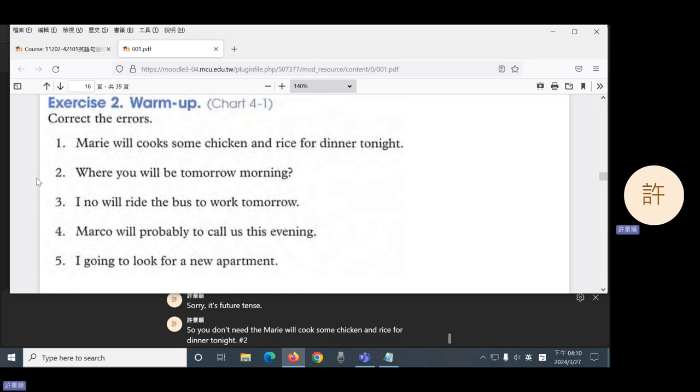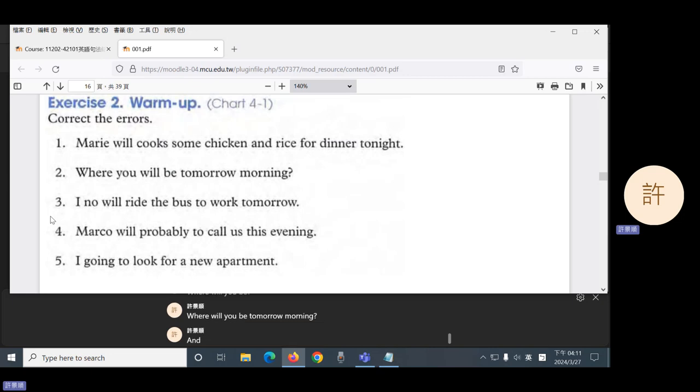Number 2, Pu Yichun. Pu Sanyu. Yes, number 2, where's the mistake? Question 2. Good. Where will you be? Where will you be tomorrow morning?